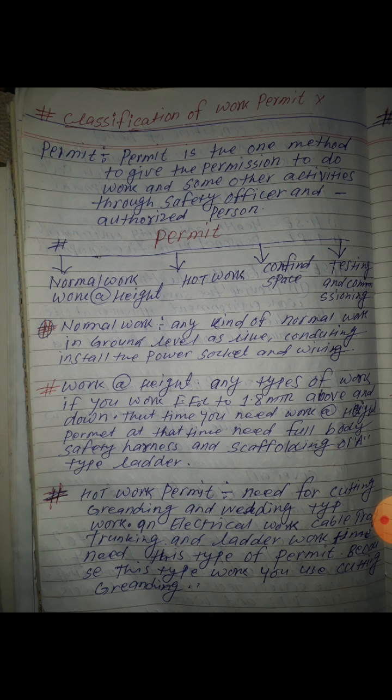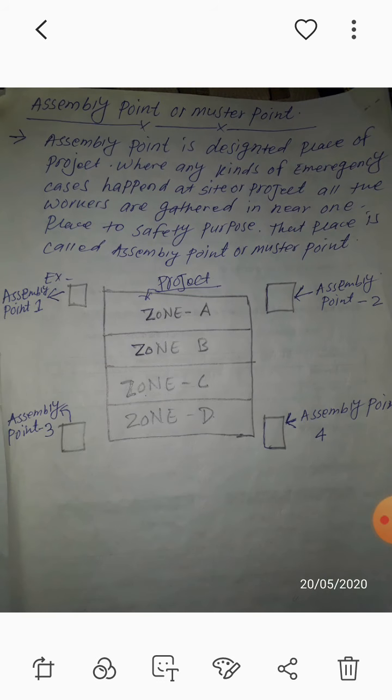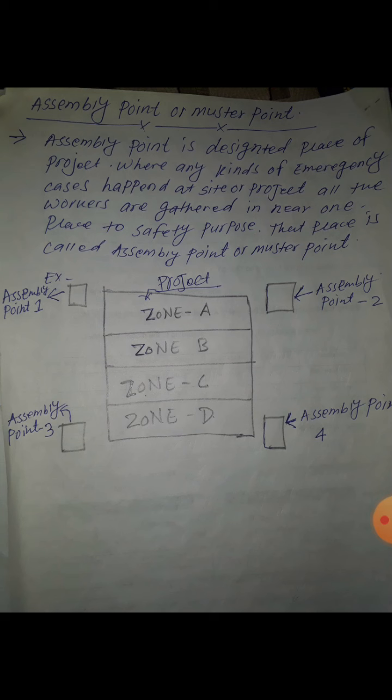So what is the assembly point? I will explain about this one. Assembly point is a designated place of the project where, if any kind of emergency happens at the site or project, all the workers gather near one place for safety purpose. So for safety purpose, all the workers come there.